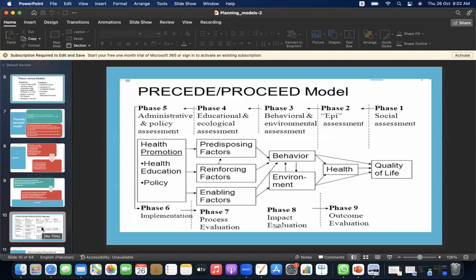You can see in this picture a framework showing the PRECEDE-PROCEED model, with the different phases, which are a total of 9 phases here. We will be describing all these phases in the next slides. So just to have an overview, you have 9 phases here. The first phase is social assessment. Phase 2 is epidemiological assessment. Phase 3, behavioral and environmental assessment. Phase 4 is educational and ecological assessment. Phase 5 is about administrative and policy assessment. Phase 6 is implementation. Phase 7 is process evaluation. Phase 8 is impact evaluation, and phase 9 is outcome evaluation.